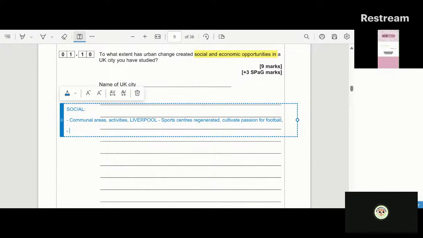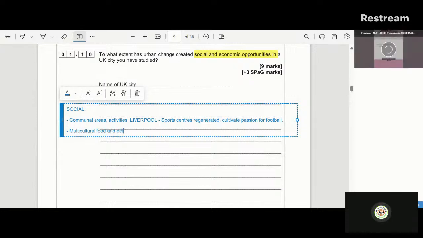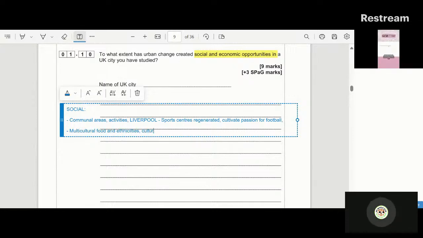Okay, on top of that, with urban change, in terms of cities, you need to think also of migration. Because of migration, people migrate to cities because they want to capture those job opportunities. So they're going to experience a lot of multicultural food and ethnicities. Cultures become more well-rounded. Festivals as well, for example, the Notting Hill Festival.